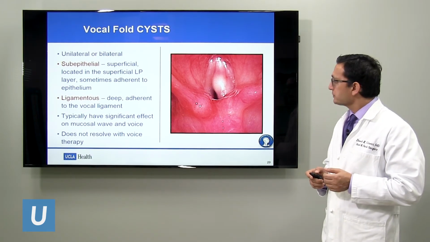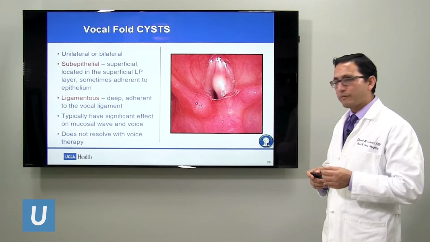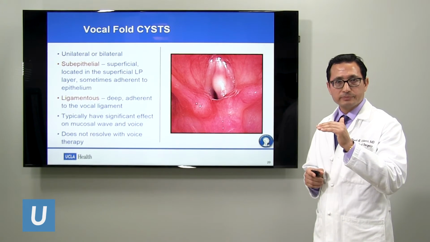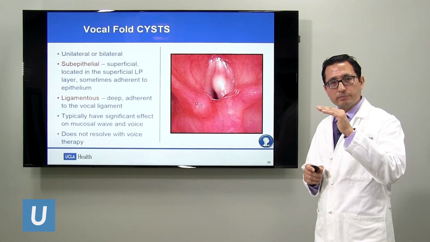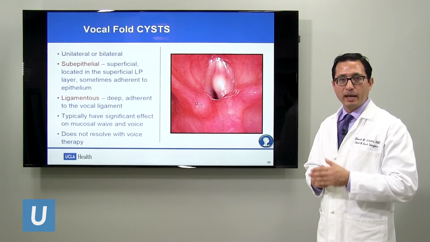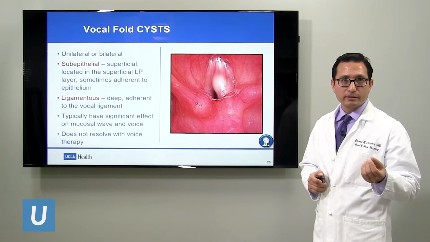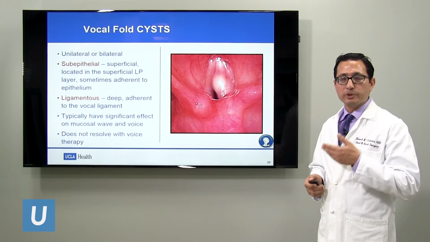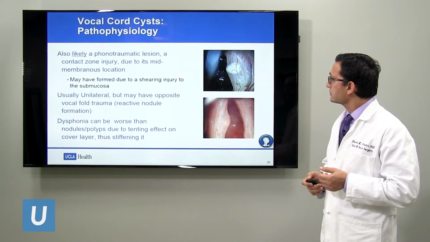vocal ligament. Typically, they have significant effect in voice because they tent up the lamina propria layer, they tent up the mucosa of the vocal fold, and they affect the pliability significantly. So these typically do not resolve with voice therapy, and we treat them with surgery.